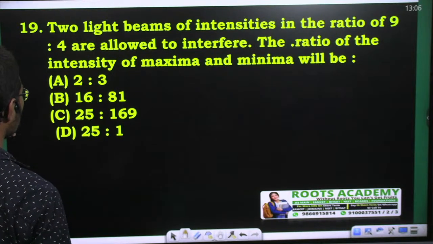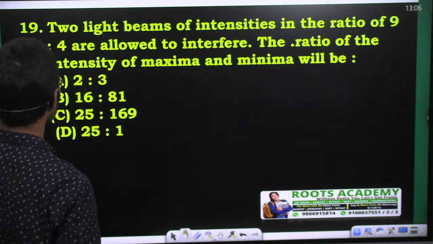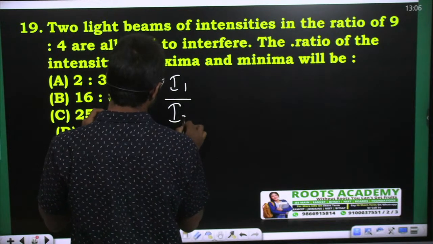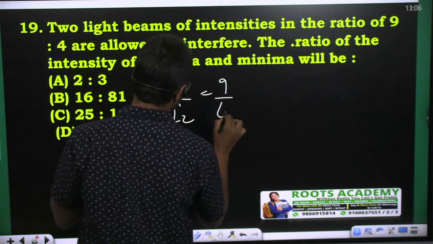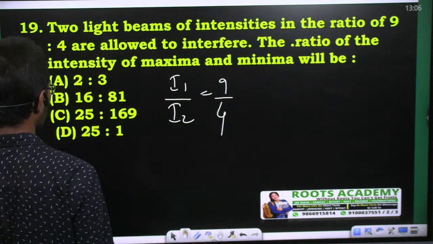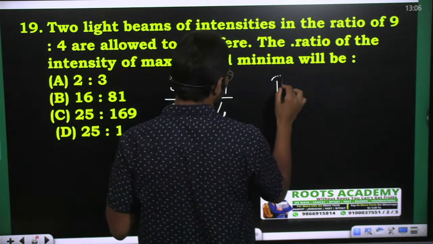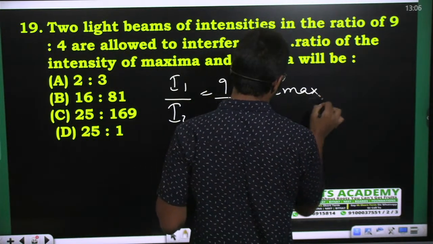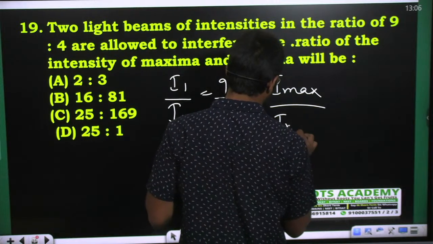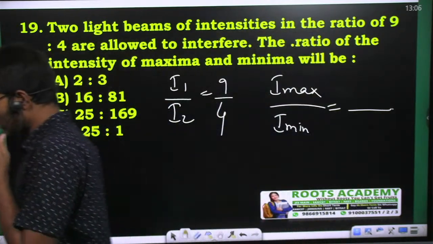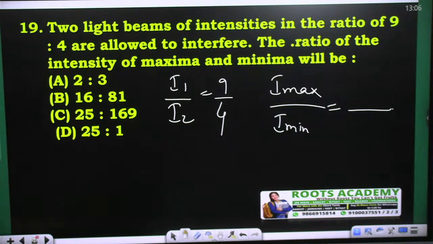So two light beams of intensity ratio 9:4 are allowed to interfere. What is the ratio of intensity of maximum and minimum? So this is being asked. Come on, people watching online.